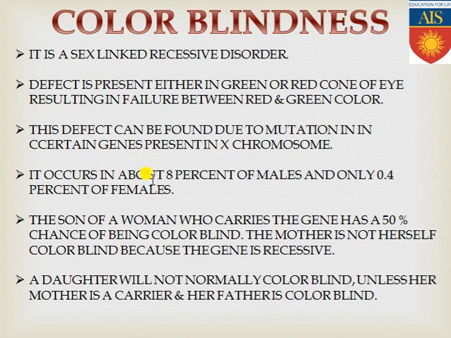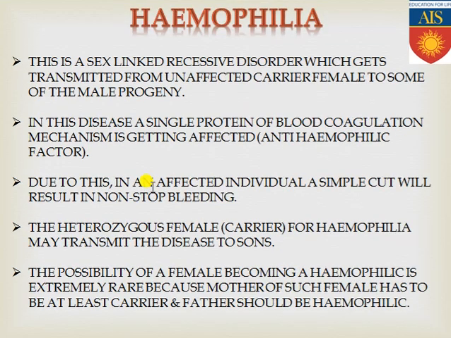Keep it in your mind, the mutation in some of the genes which are responsible for producing the cone cells present in the X chromosome, they are actually causing the color blindness. Next, we are coming to hemophilia.